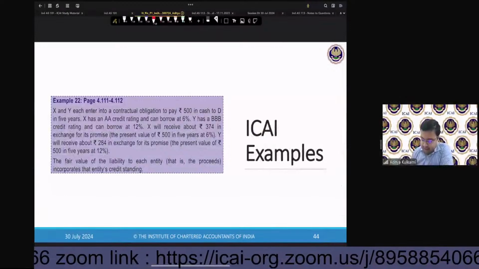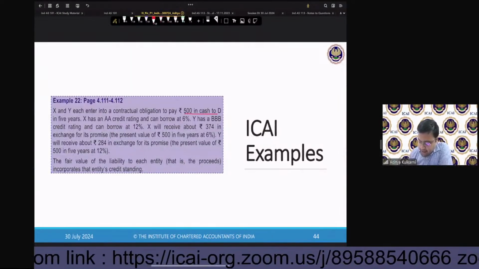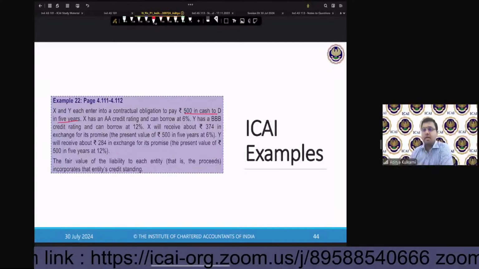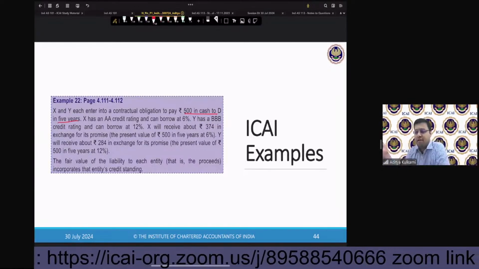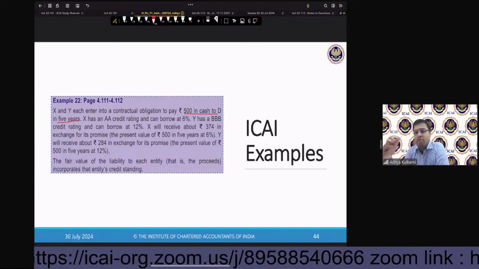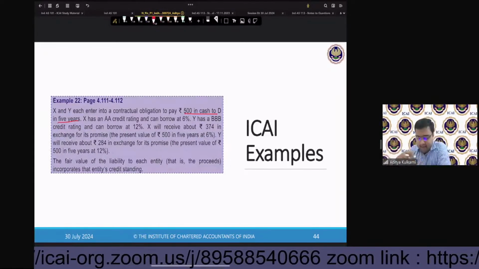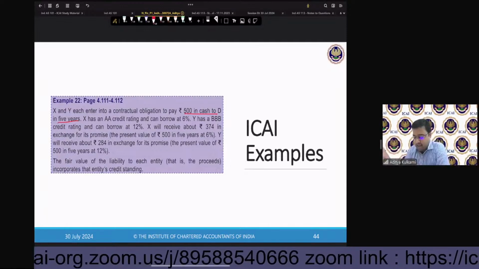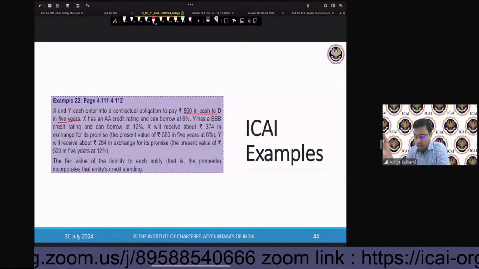X and Y enter into a contractual obligation to pay 500 in cash to D in 5 years. Is this a liability for X? Yes. Is this a liability for Y? Yes. So now we have to do the fair valuation of this liability. X has a double A credit rating and can borrow at 6%. Y has a triple B credit rating and can borrow at 12%.